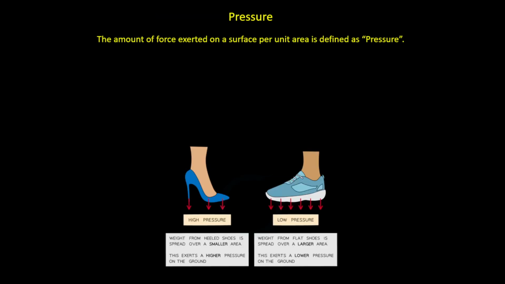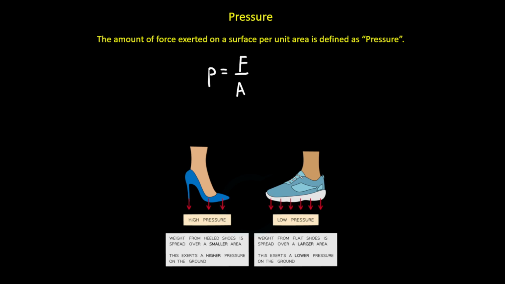Now, as for pressure. For pressure, we are simply measuring how much force we are applying over one unit area. And that's why the definition of pressure is the amount of force exerted on a surface unit area. That is your pressure. So let's try to write down the equation for it. P, pressure, is equal to force over area. It's how much force you're applying over one unit area. That is your pressure.